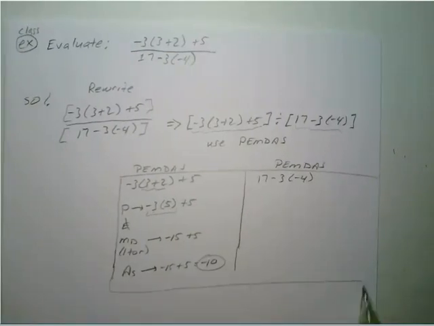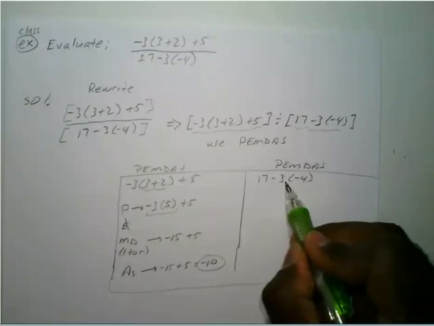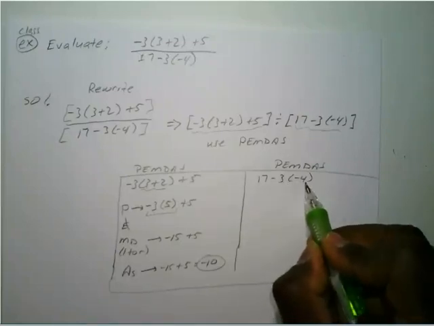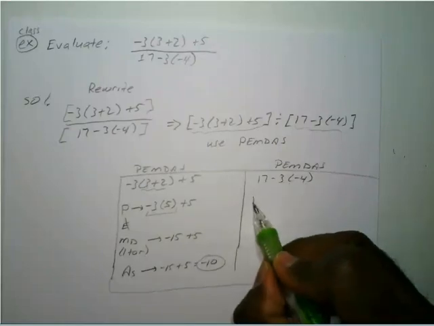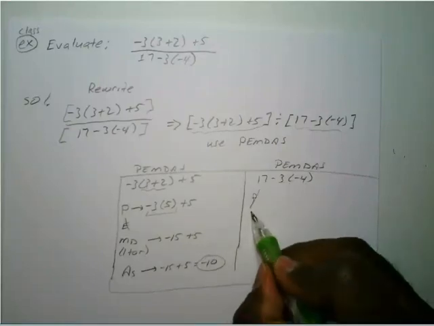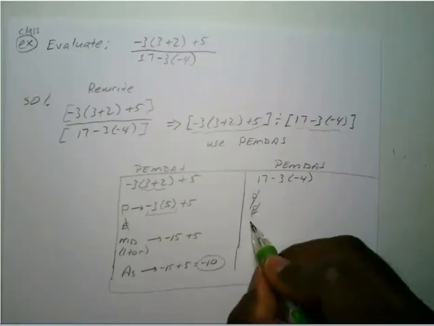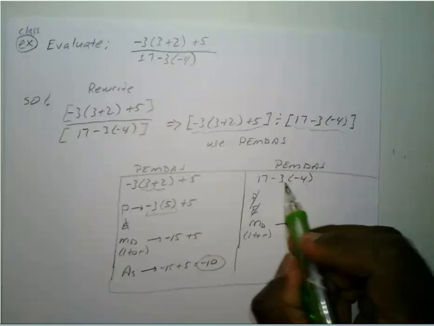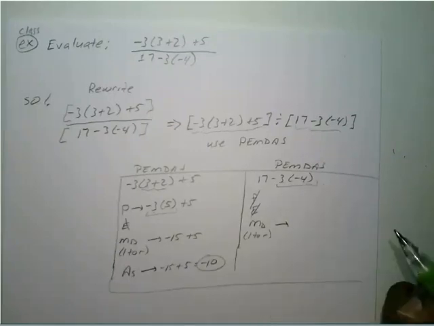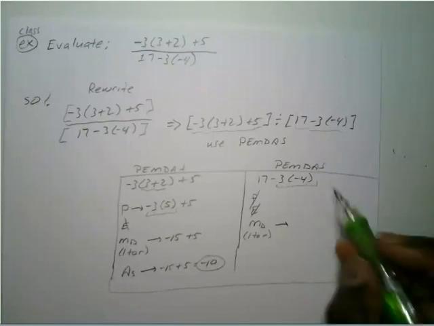Okay, so now we do it on this side. We don't have any parentheses because remember, these are just for multiplication. It's not a grouping symbol. So we don't have any parentheses here. We don't have any exponents here. We have multiplication and division from left to right. 3 times negative 4, negative 12.